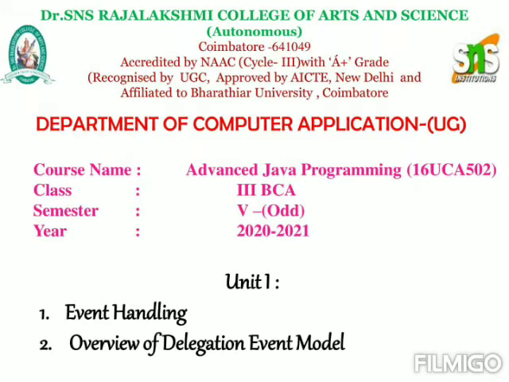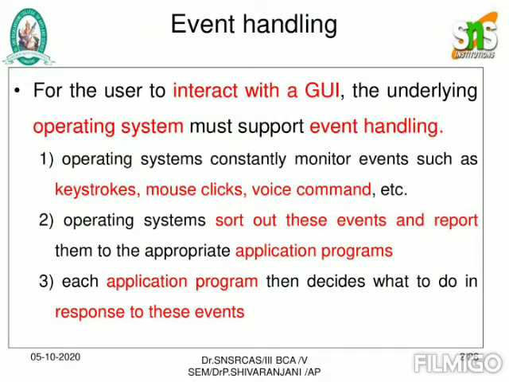So the first one is what is meant by event handling. An event is nothing but performing some kind of action or interacting within the GUI environment. When the user is interacting with the system, the interaction can be done with the help of your keyboard or mouse. This is called an event handling mechanism. The way in which the user is interacting with the system is called an event.